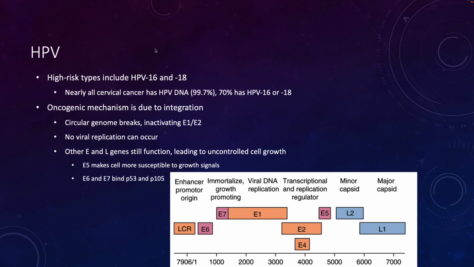The oncogenic mechanism, as I mentioned before, is due to the integration into the host genome. So what happens is you'll have a break in the DNA right here that inactivates E1 and E2. So that prevents viral replication. The other genes still function, especially those that promote growth of the cell, and that leads to uncontrolled cell growth. So specifically E5 makes the cell more susceptible to growth signals. E6 and 7 bind p53 and p105. These are major tumor suppressor genes. So E6 and 7 will prevent the cell from stopping replication. E5 says, hey, look, here's signals that tell us to grow. And E6 and 7 are like, hey, be quiet, stop signals, let's keep growing.